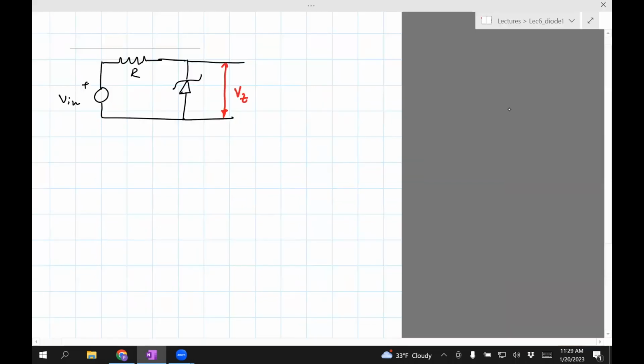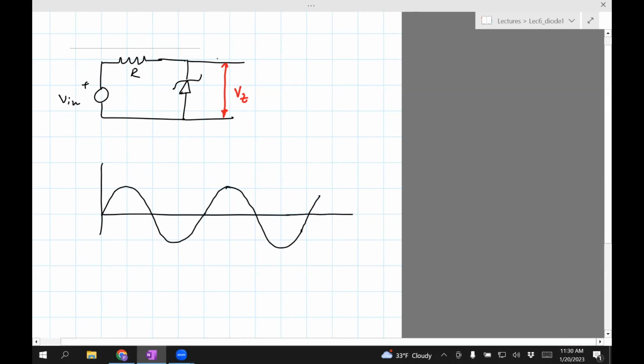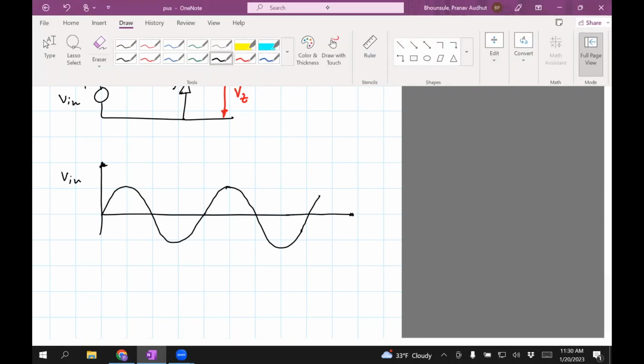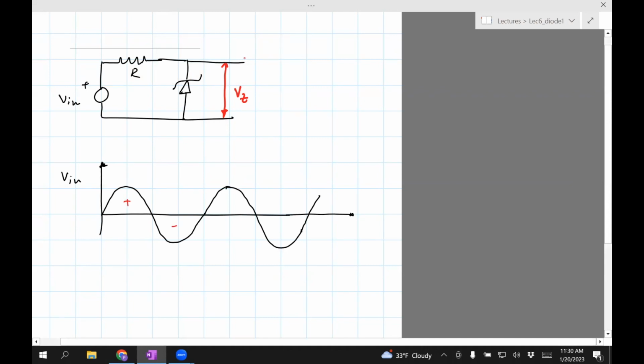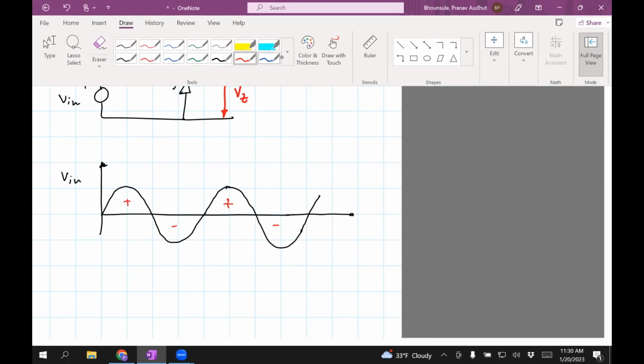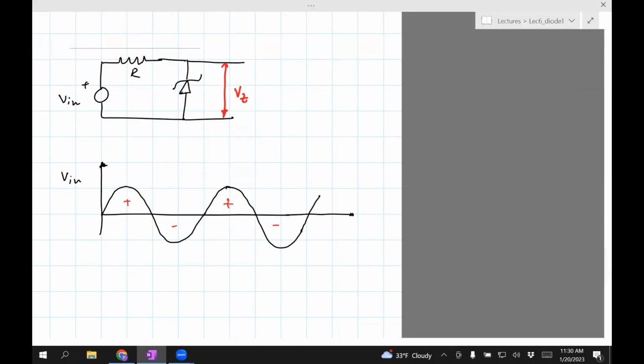Okay, so we can do a similar analysis like before and try to make a plot of V in versus V out. Let's say there's a particular similar V in. This is our V in: positive, negative, positive, negative. Okay, let's do the V out.